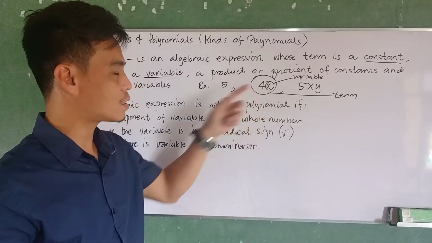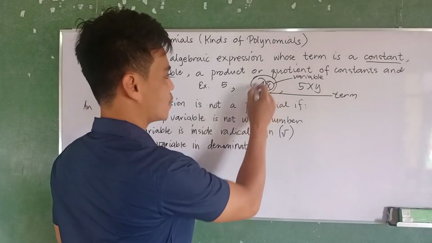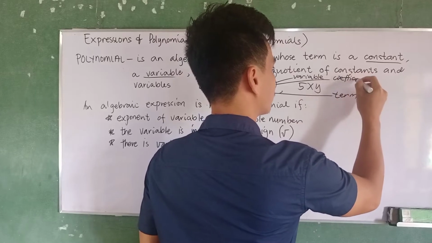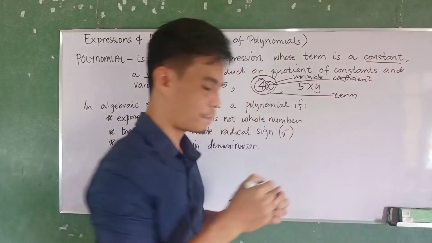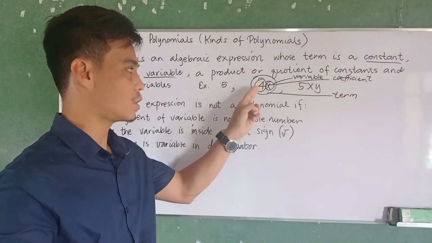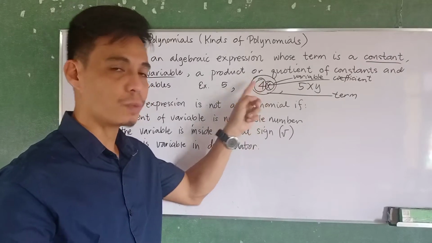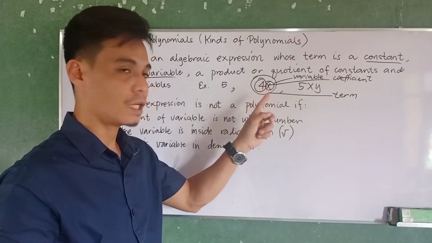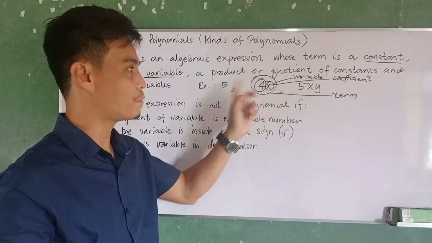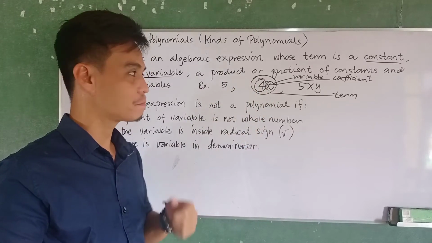Okay? So, anong tawag natin dyan sa 4? Yung 4 natin dyan is yung tinatawag na coefficient. The numerical coefficient. Kasi pag magkakasama yung letter at saka yung isang numero, coefficient nila yung isa't isa. Yung 4 is the numerical coefficient of x, and yung x naman is the literal coefficient of 4. So, coefficient yung tawag sa isa't isang yan na magkakasama, okay?